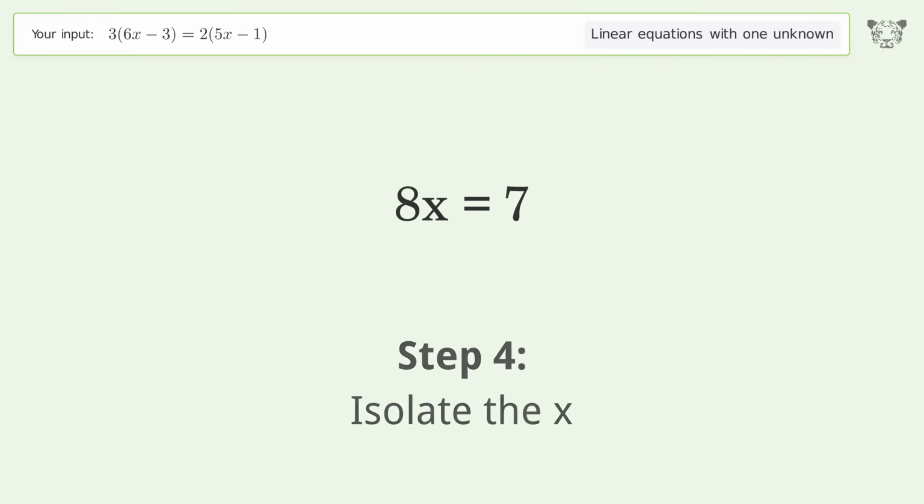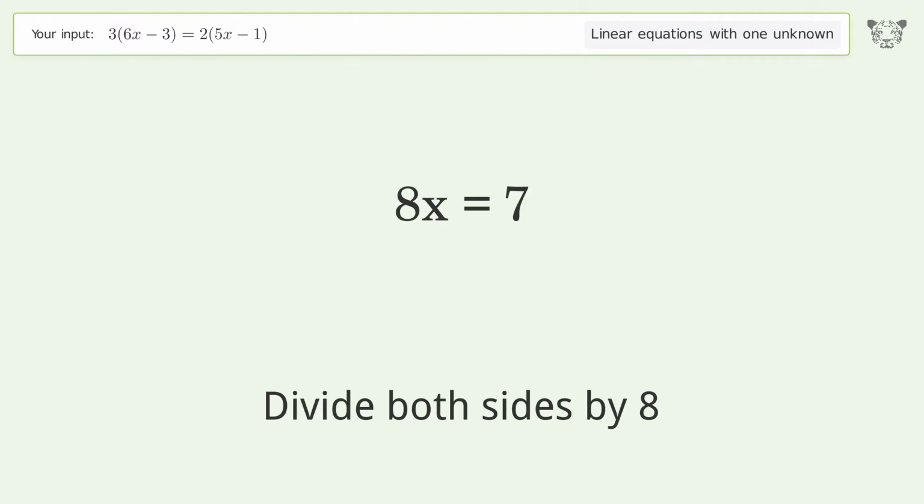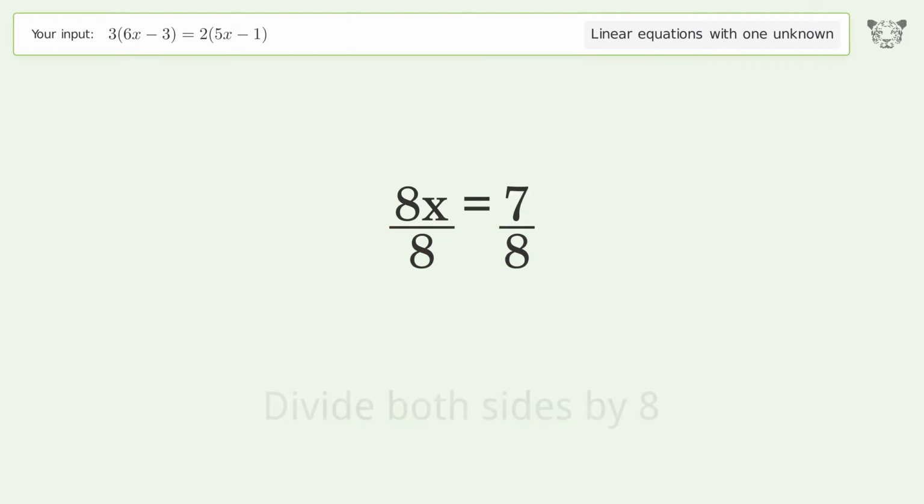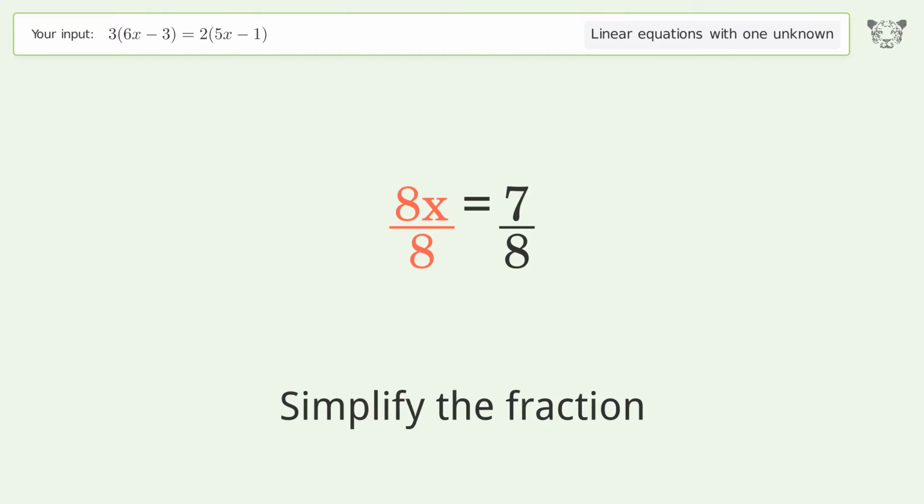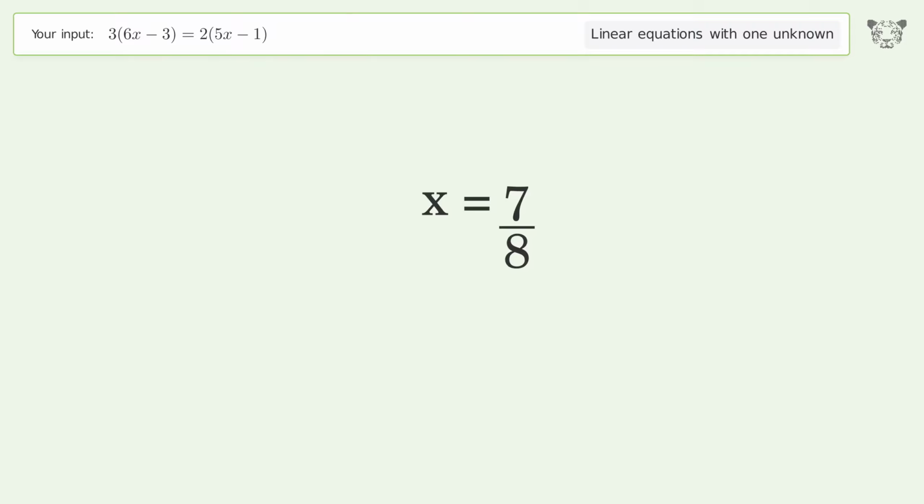Isolate the x. Divide both sides by 8. Simplify the fraction. And so the final result is x equals 7/8.